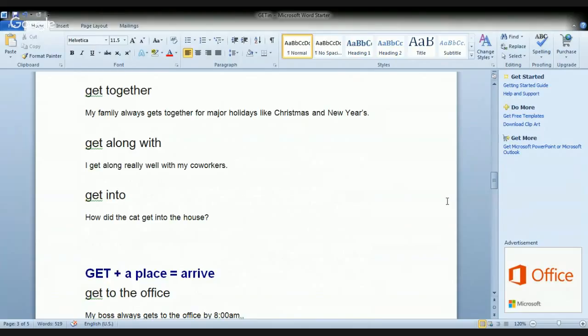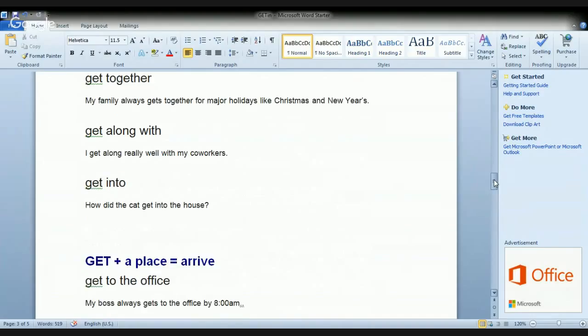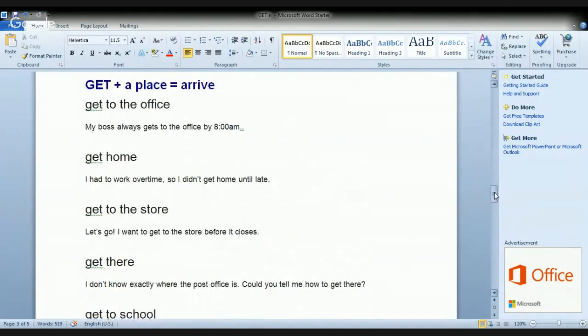So the example is, how did the cat get into the house? Okay, so how did they get into the trouble? Right through a window or a door or something like that. Great. The next part here is when we use get but with a place, and it means arrive. And so in all of these, we can substitute get with arrive.